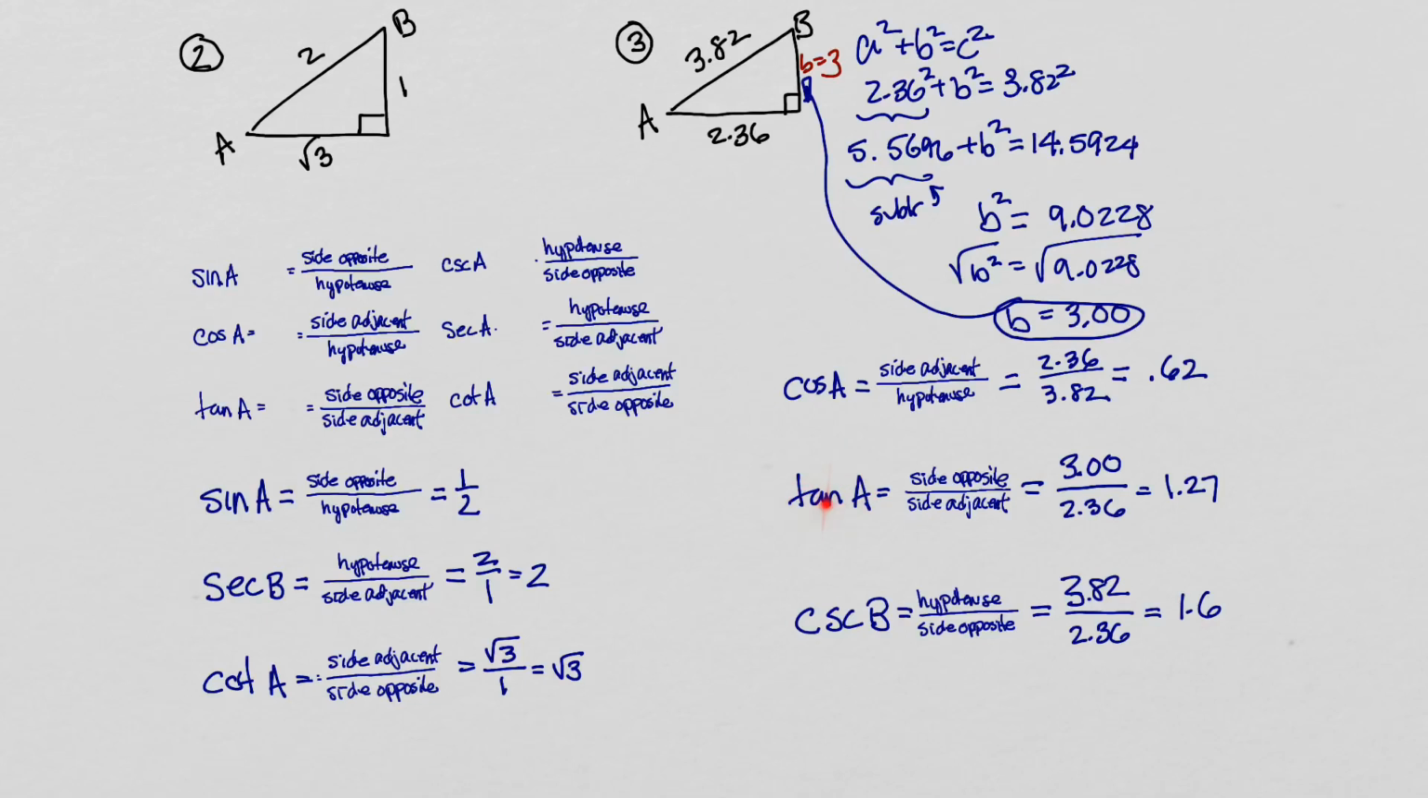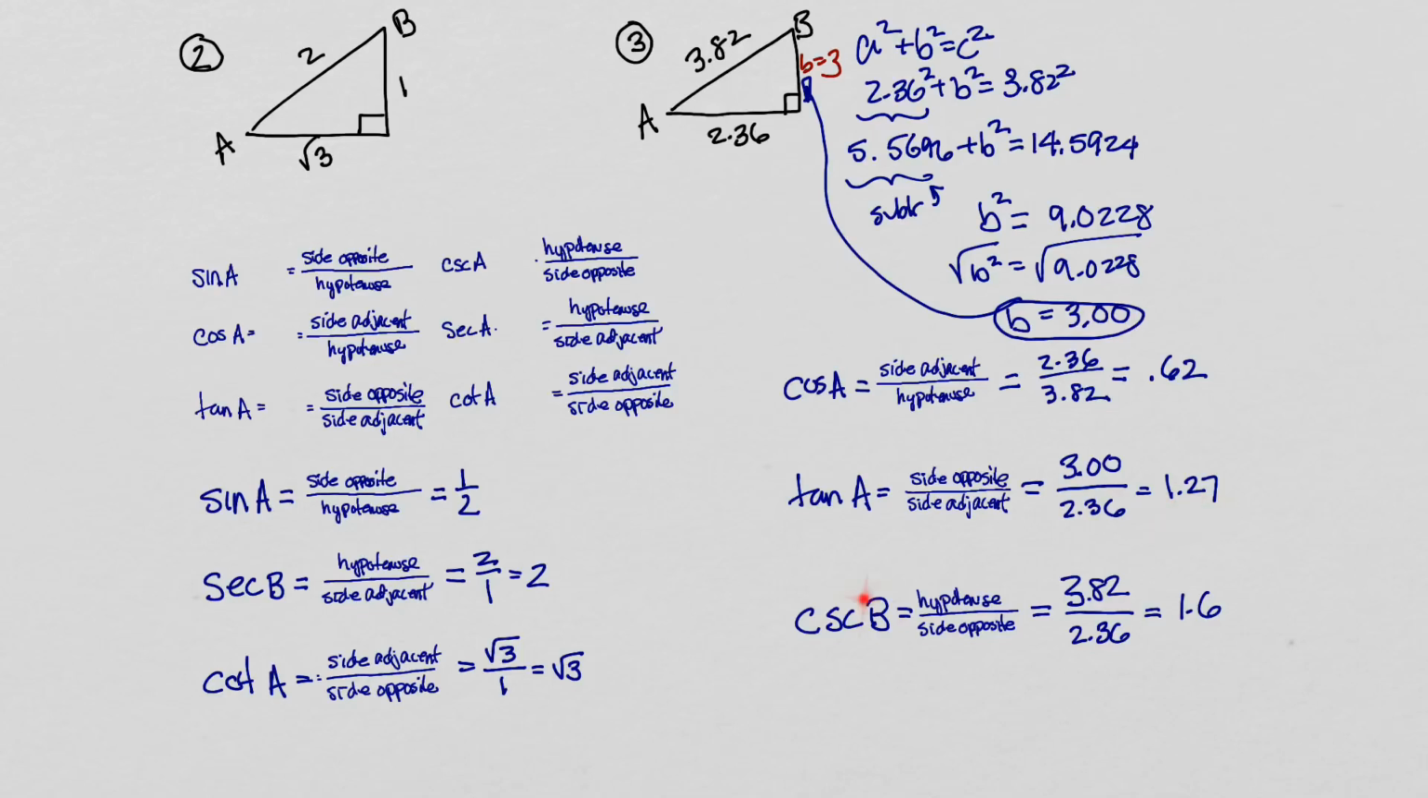Now next is the tangent of a. Well, the definition of the tangent of an angle is the side opposite the angle over the side adjacent to the angle. So locate a. Here's a. The side opposite we just found to be 3, and the side adjacent is 2.36. So we're going to get the side opposite, which is 3, over the side adjacent, 2.36. Making that division, I got 1.27.